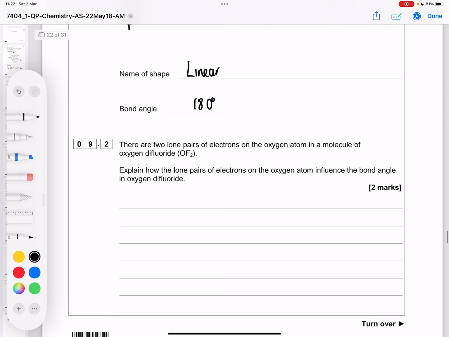Then it says there are 2 lone pairs of electrons on the oxygen atom in OF2. Explain how lone pairs on the oxygen influence the bond angle. So this is this idea that lone pairs repel more than bonding pairs.